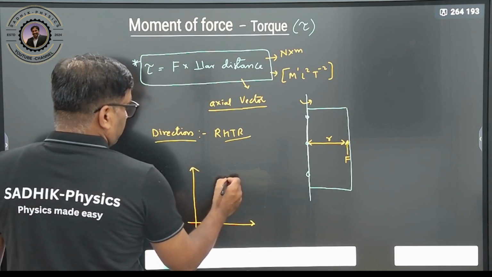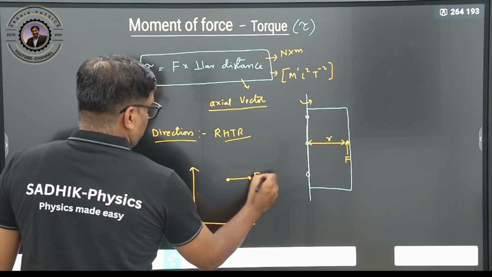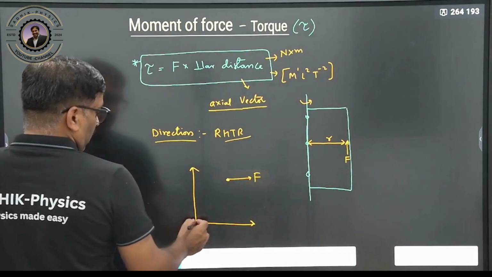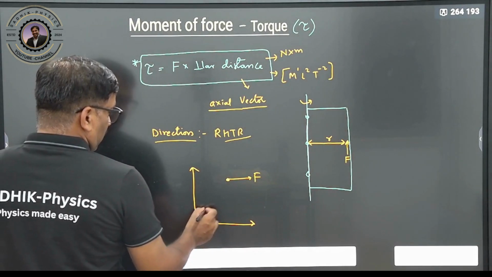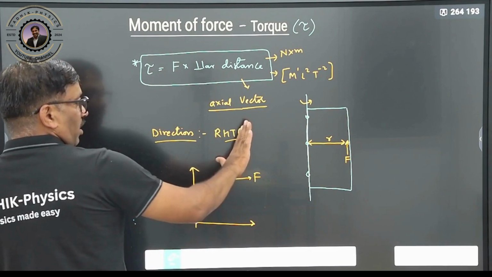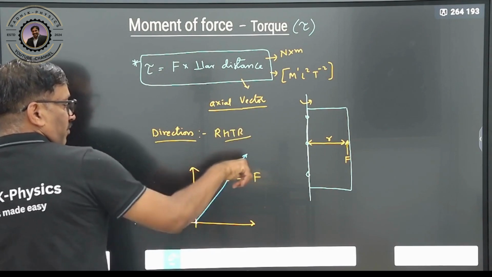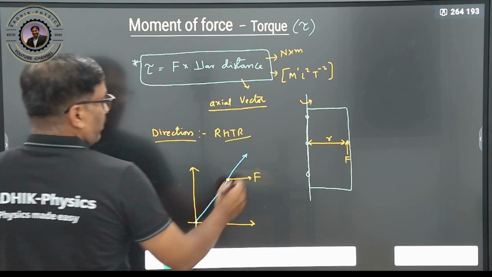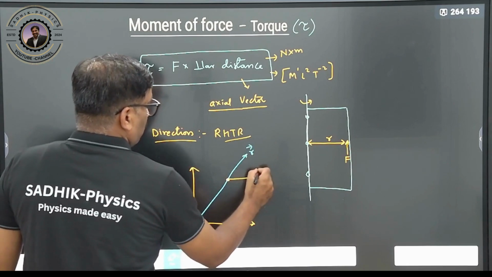Suppose we are exerting the force here. Now we need to calculate the torque at this point. Therefore here it will be your position vector, so this is R to F, therefore R cross F. It will be acting into the board. In this way you can calculate the torque.